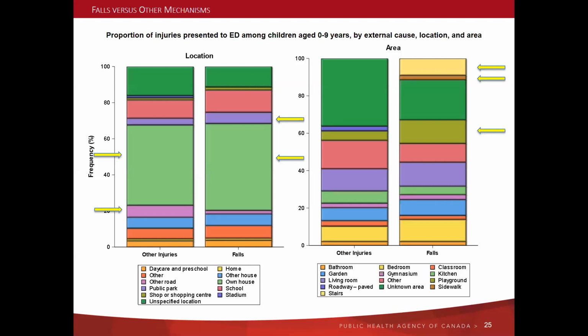And we also see that non-fall injuries occurred in greater proportions in roadways and kitchens over here. This makes a lot of sense if you realize that the kitchen is where the pointy objects are, and roadways are where car accidents tend to occur.